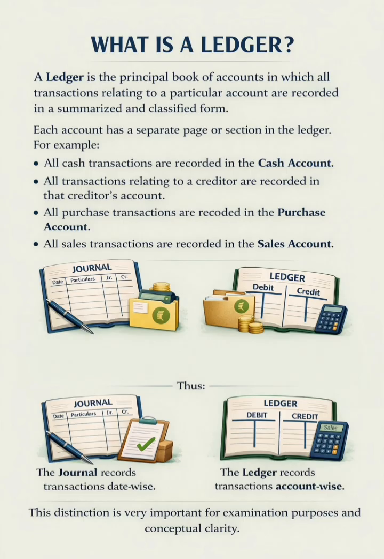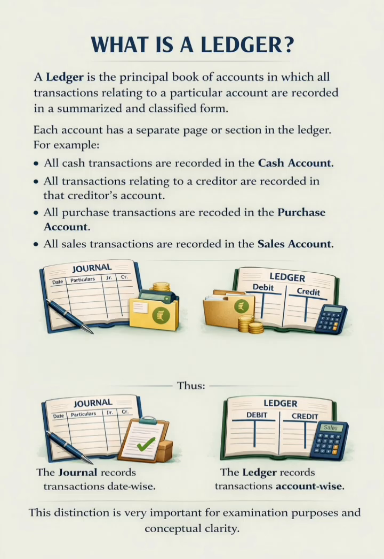Each account has a separate page or section in the ledger. For example, all cash transactions are recorded in the cash account. All transactions relating to a creditor are recorded in that creditor's account. All purchase transactions are recorded in the purchase account. All sales transactions are recorded in the sales account.